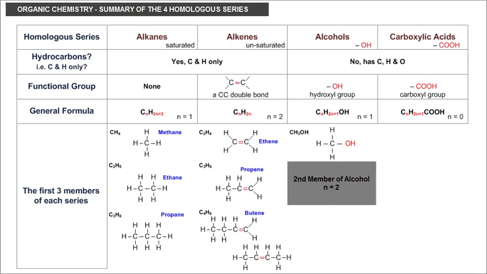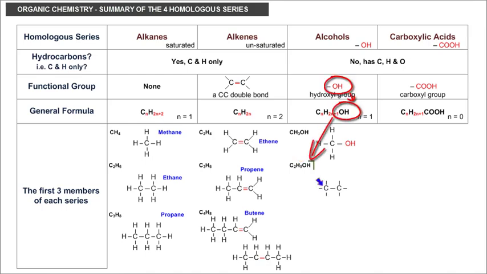For the second member of alcohols, n equals 2, and the molecular formula is C2H5OH. For its structural formula with 2 carbon atoms, the OH group can be bonded to any of the 2 carbon atoms, and both will give you the same structural formula.